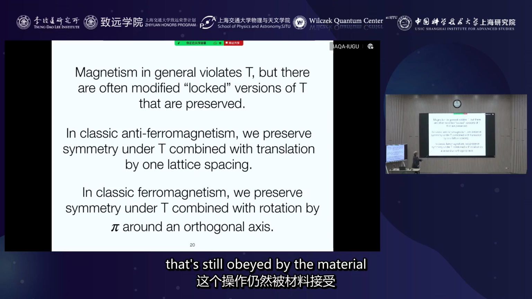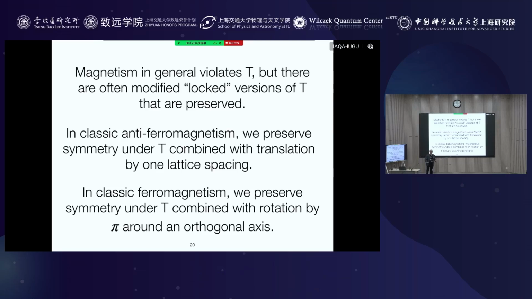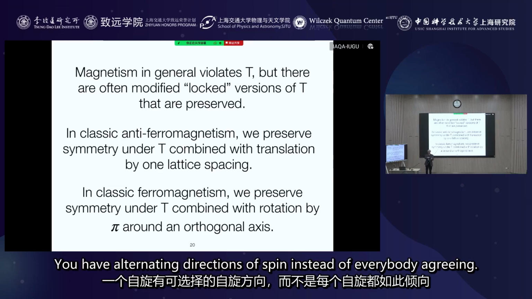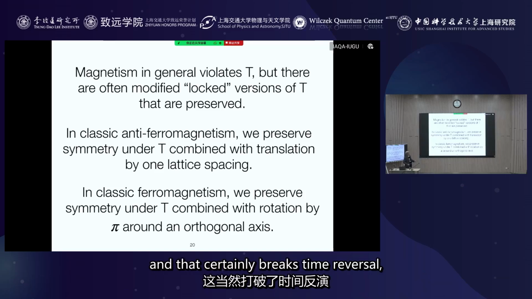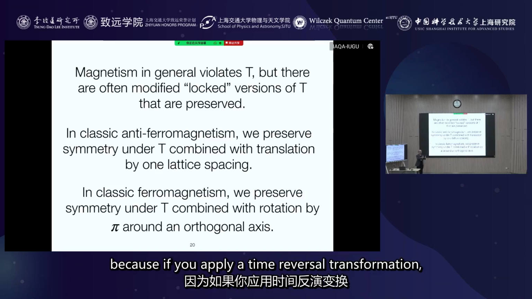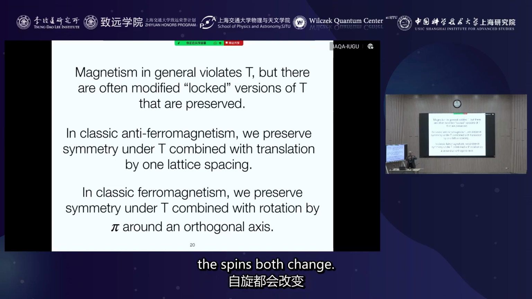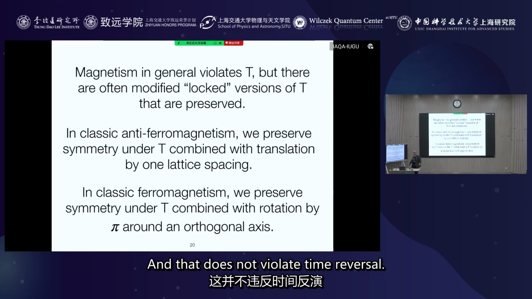Or in antiferromagnetism, you have alternating directions of spin instead of everybody agreeing. And that certainly breaks time reversal, because if you apply a time reversal transformation, the spins both change. So it's different. But the average magnetization, the macroscopic structure, is zero, and that does not violate time reversal.